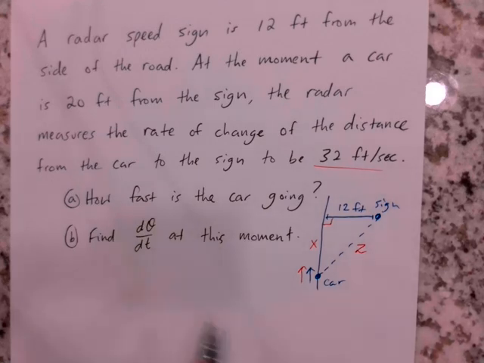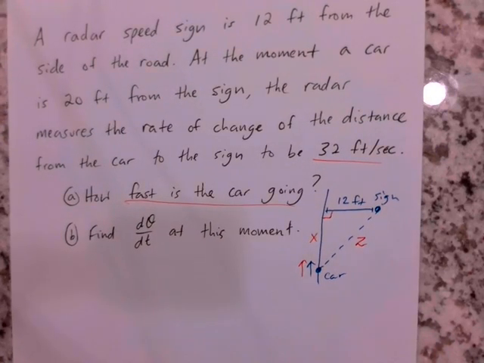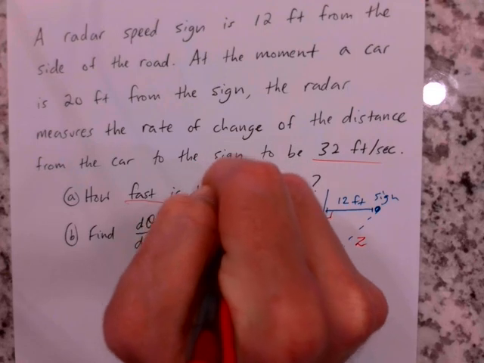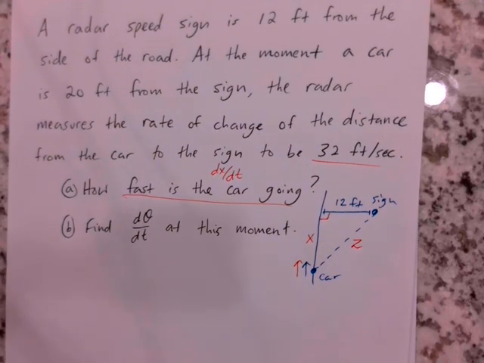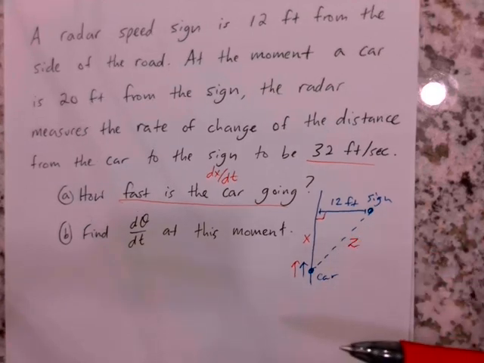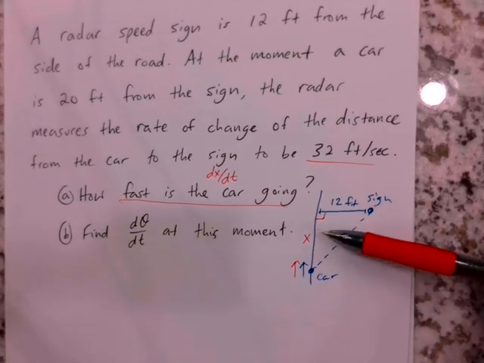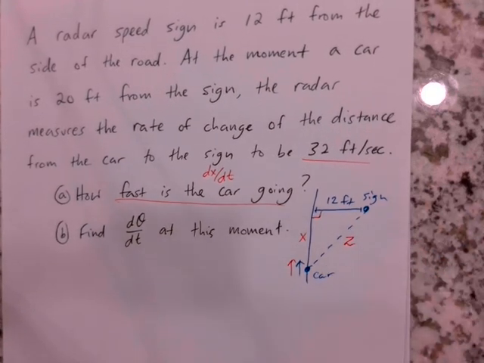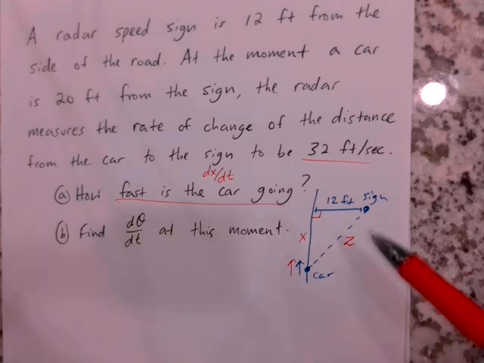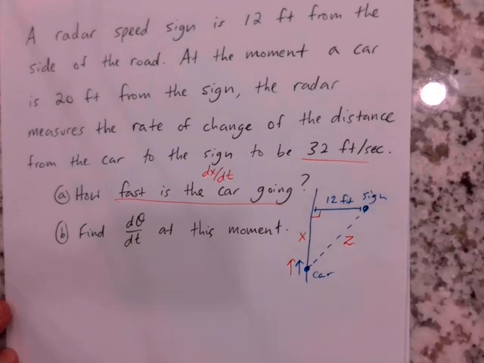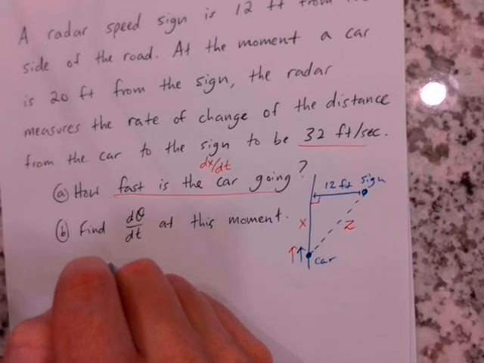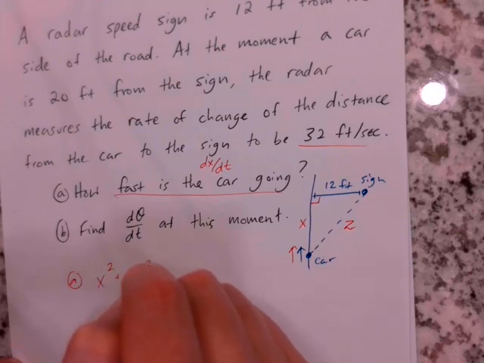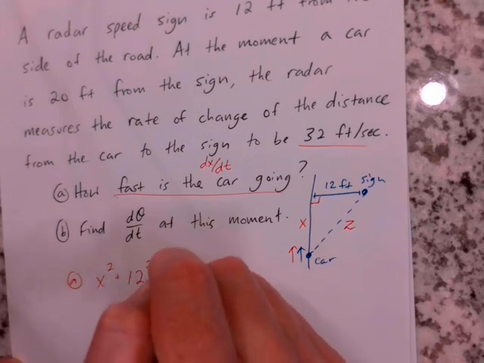And we want to know how fast the car is going. How fast the car is going is dx dt. Because if the car is going like 50 feet per second, then x will be shrinking by 50 feet per second. So how fast x is changing size is how fast the car is moving. And then the formula that we need to relate our unknown values will be the Pythagorean theorem.